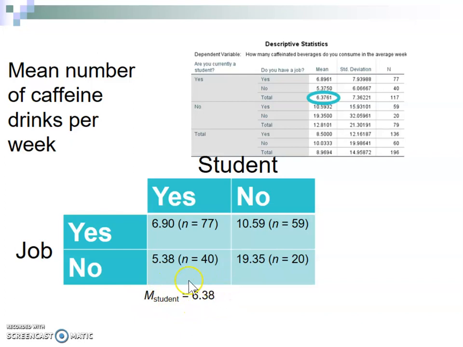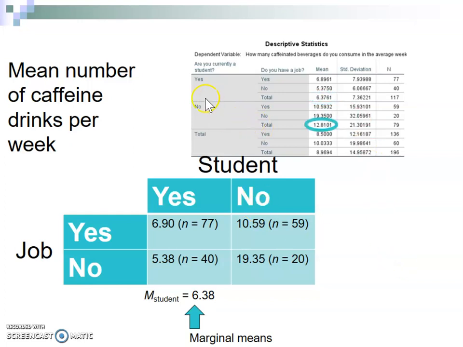So we'll put this mean right here of 6.38. That is the mean for every single person who said, yes, I'm a student. We can get that from our SPSS output right here, in the row for 'Are you currently a student? Yes.' The total row represents your marginal mean, the combined mean for every single person who said that they're a student. That's how much caffeine they're consuming on average per week. So that's one marginal mean.